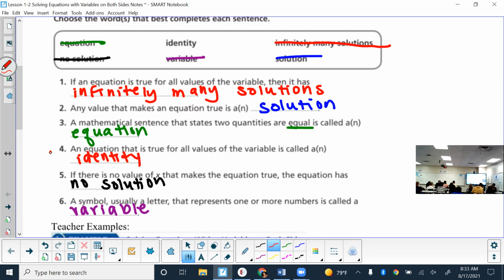But this one goes hand in hand with number 1. So if you have infinitely many solutions, so you have an equation that is true for all values of a variable, it's also known as an identity. You can think of it like they both start with I, but that would be a good quiz question. All right, it says which one of these is an identity? Which one of these has infinitely many solutions? Questions on the vocab?